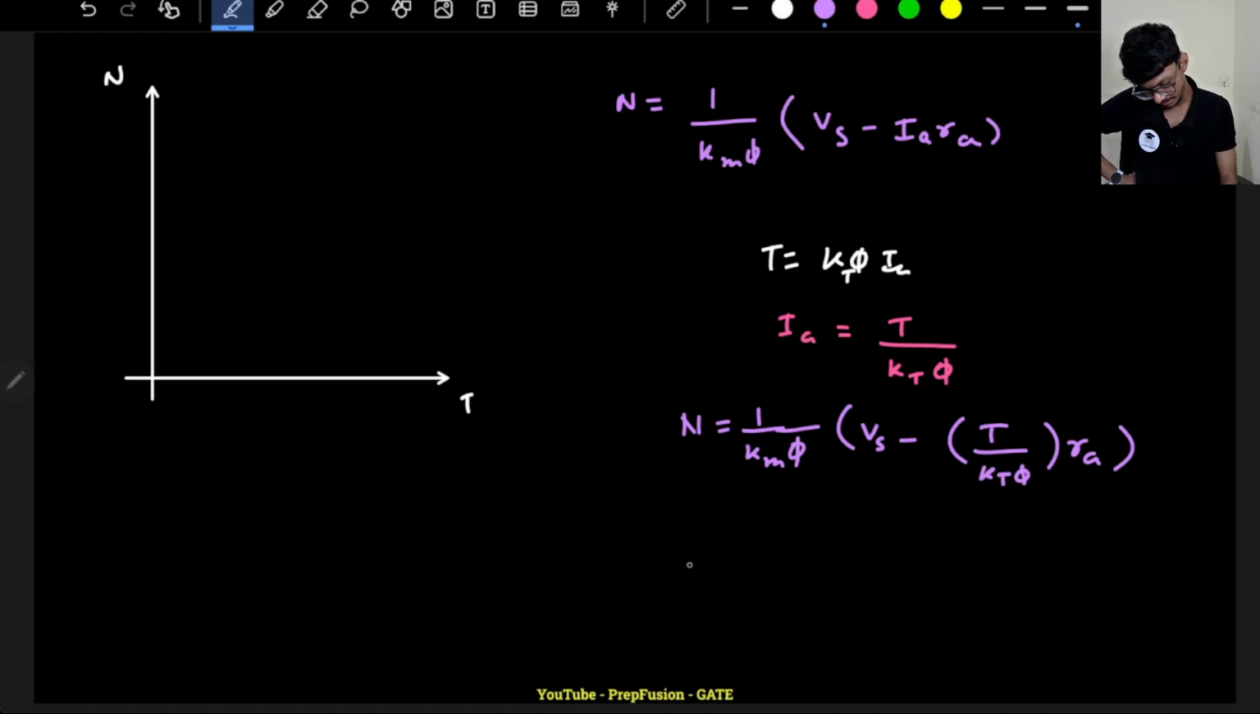So directly I can write what torque is. If I increase my torque, it should also be something linear, if I don't consider armature reaction. So what is my torque? Torque is basically Vs by Km phi minus Ra divided by Km Kt into phi square into T.